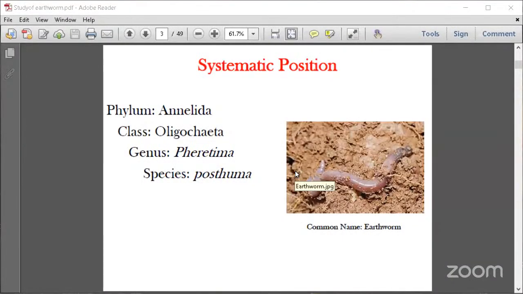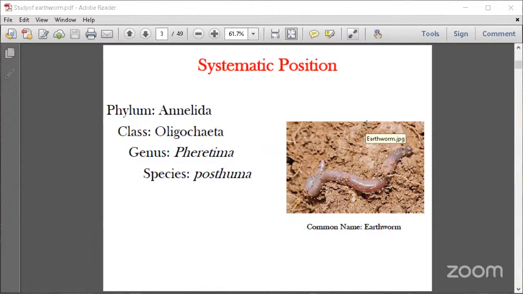This topic focuses on earthworms: their morphology and anatomy, ecology, and role in soil health and the ecosystem. Today we are studying the morphology and anatomy of earthworms and how these earthworms are useful for our ecosystem.